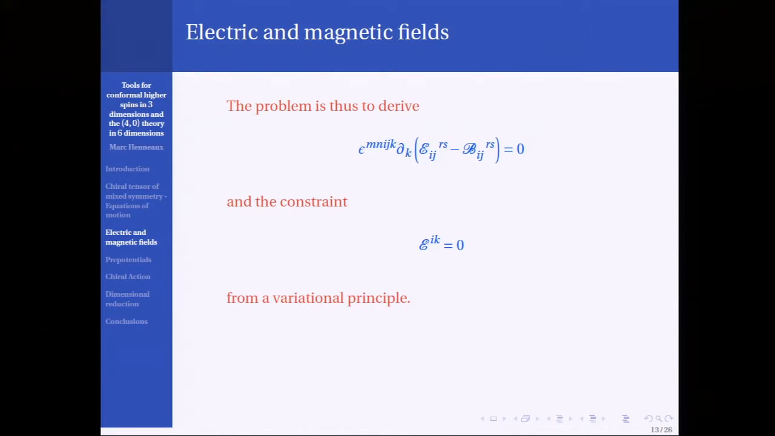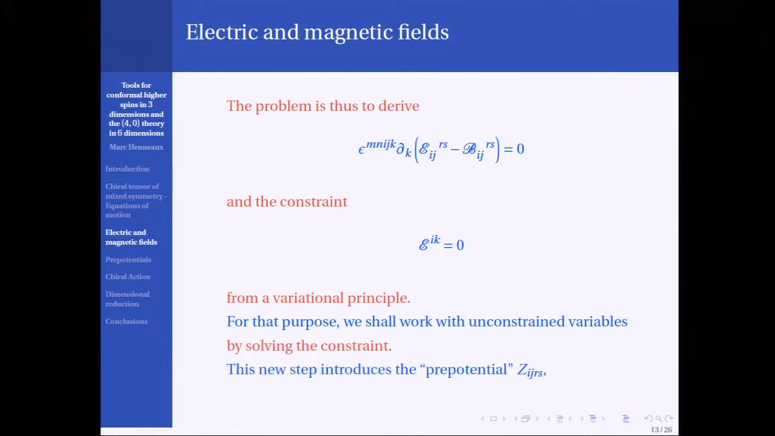This is a problem now that I will solve, and the way I will solve it will be to solve for the constraint. So I will replace the spatial t's, which are constrained by that, by new variables which are not constrained, and which are such that when we express the t in terms of these new variables, this is identically fulfilled. These unconstrained variables are called prepotentials, so I will call them prepotentials. And the prepotentials are also two tensors.